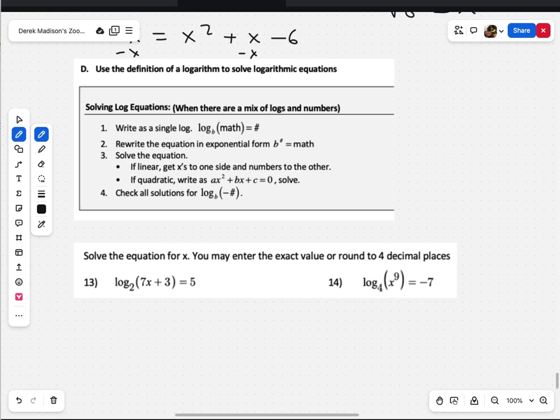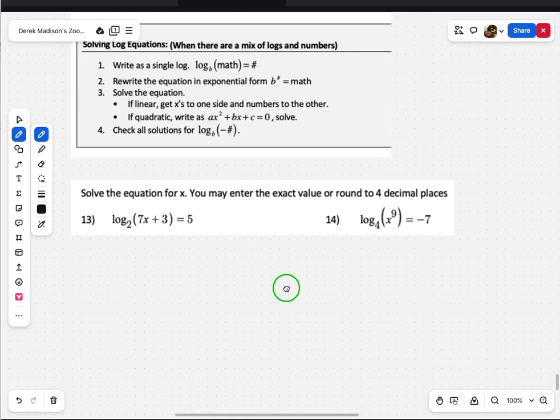And then the last thing we have is solving log equations, and these are going to be where there's a mix of logs and a number, instead of the ones we just did, which were all logs. So when we have this situation, we want to get it written as a single log, kind of like this one is already, and then we're going to rewrite it in exponential form: b to the answer equals the argument, the math inside there. And then if it's linear, x's to one side, numbers to the other as we do.